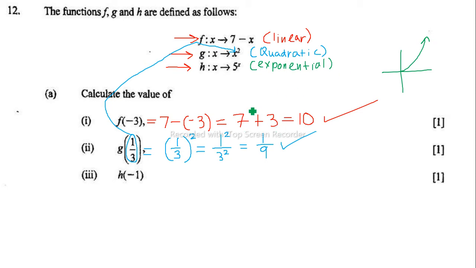Okay, so we're basically gonna take the -1 and put it where we see x. So it's gonna be h of -1 equals to 5 to the power of what? -1. And so it's gonna be equal to 1 over 5.